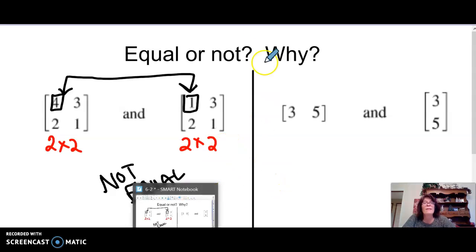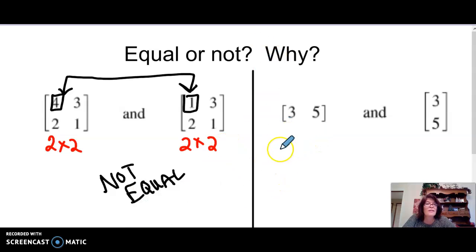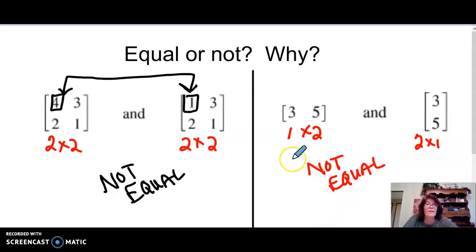Now this one, I notice that the dimensions are not the same. This is 1 row by 2 columns. This is 2 rows by 1 column. Yes, they have the same elements. The elements in this matrix are 3 and 5, the elements in this matrix are 3 and 5, but they're not the same dimensions. So these are not equal either. Be careful, they have to satisfy both conditions: same dimensions, same elements, same corresponding elements.